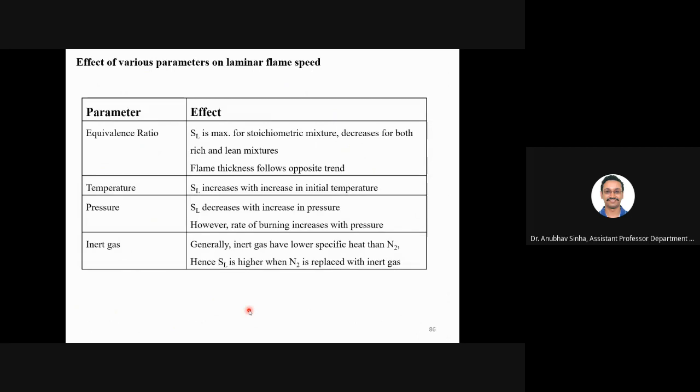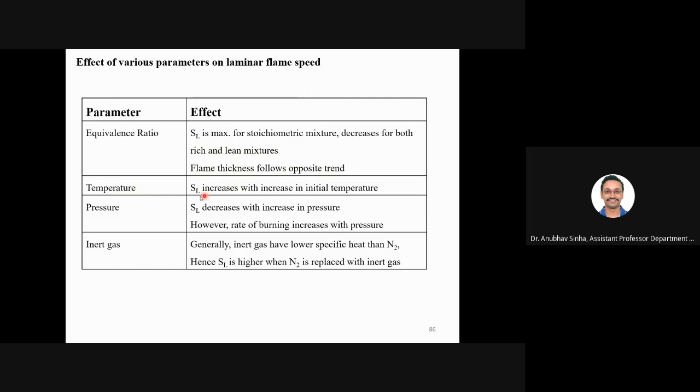Okay, so this is the summary of what we have discussed so far. Equivalence ratio: these are the various parameters and how they affect the flame speed. SL is maximum near stoichiometric. Okay, a slight correction here: a slightly rich mixture will have the maximum flame speed, and it will decrease for both rich and lean mixtures. Flame thickness follows the opposite trend. Because the flame speed is higher, flame thickness will be lower. We have already seen that this is inversely proportional.